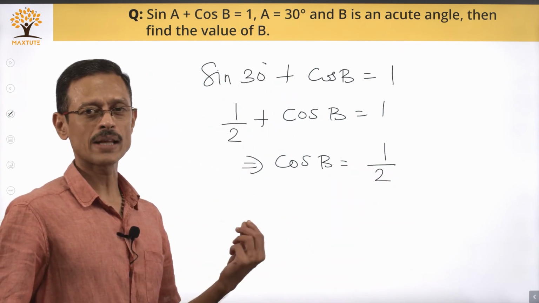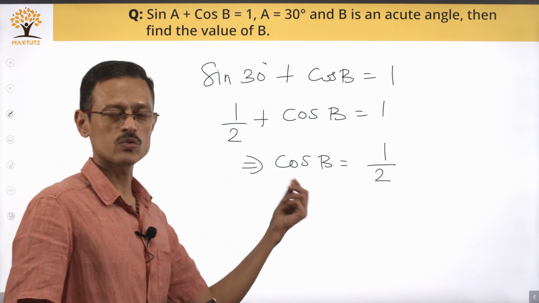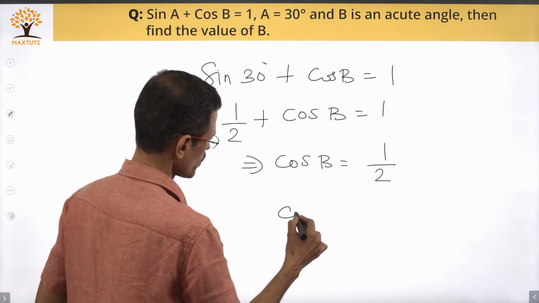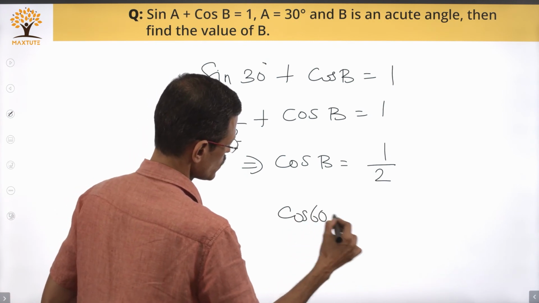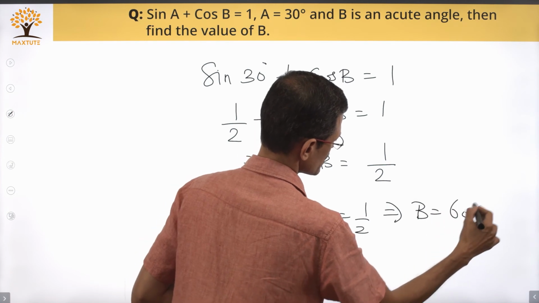The question says B is an acute angle, which means its value is between 0 degrees and 90 degrees. What angle has a cos equal to 1 by 2? Cos 60 is equal to 1 by 2. Cos 60 is equal to 1 by 2, translating to the fact that B is equal to 60 degrees, right?